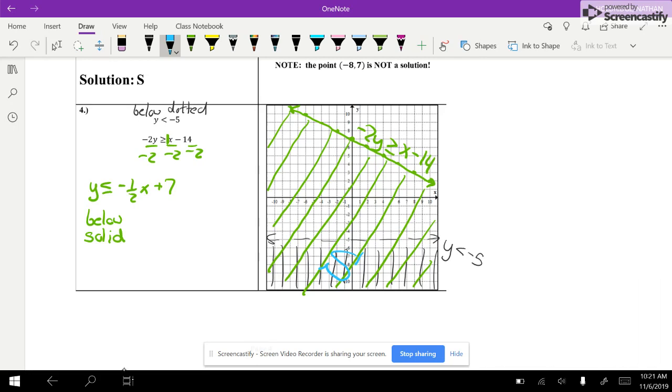Okay, so I could pick any point that's down in this area. I'll even do it. Down in this area, any point in that area is going to be a solution to the system because it works in both inequalities.